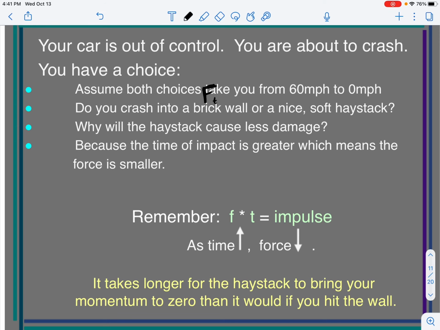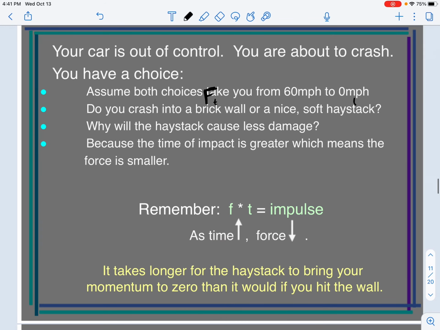If we crash into a haystack, it's going to take a little bit more time for us to come to a stop. And don't get me wrong, it's still going to be quite the force needed to bring your car to a stop because you're going 60 miles per hour. But because we have more time to stop, the force that is needed to bring us to a stop is now less than it was when we hit the brick wall.